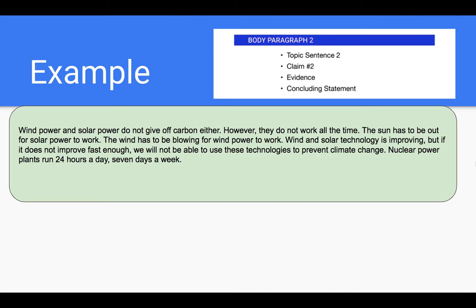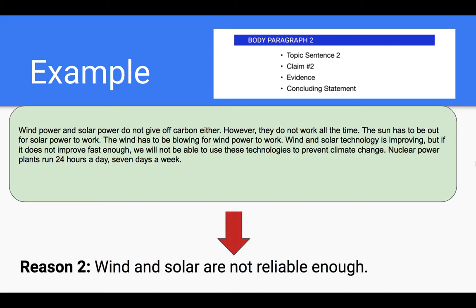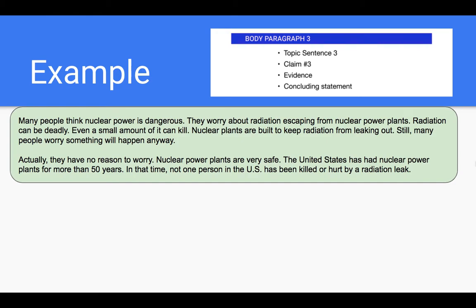What is their claim in this one? What are they saying about nuclear energy in this example? Their claim is that wind and solar are not reliable enough. So that's their claim, and then they support that with some evidence. All right. Here's our third body paragraph.